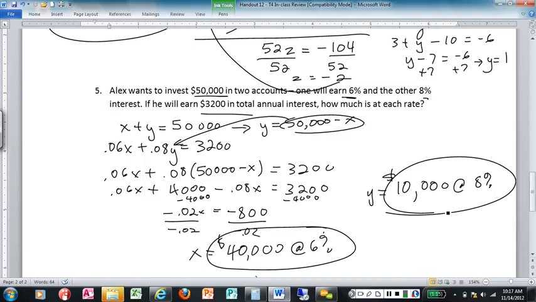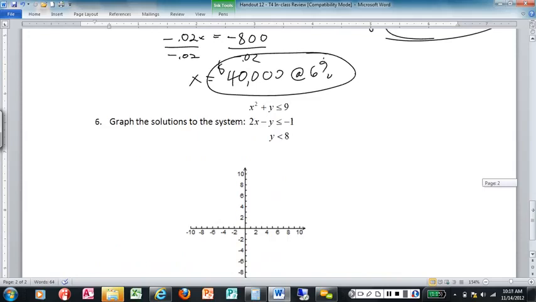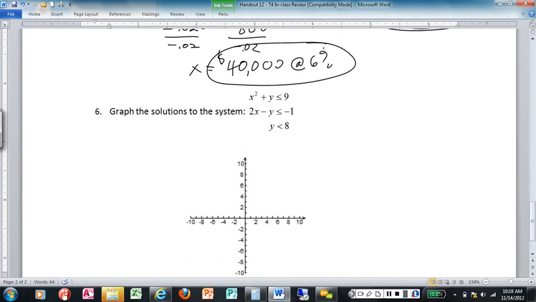All right. Real quick here, number 6. We also graphed systems of inequalities, and that just means a little bit of shading. So let's talk about the x squared plus y less than or equal to 9. The first thing you want to do is graph the equation associated there. X squared plus y equals 9. Well, that's going to be a parabola.